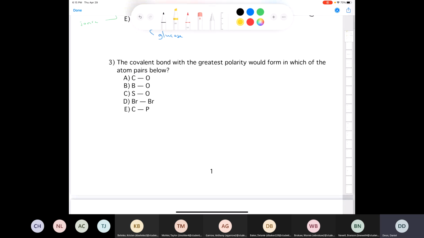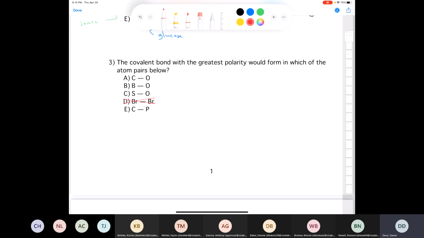Question 3. The covalent bond with the greatest polarity would form in which of the pairs below? So if we compare the difference in electronegativity between all of these elements in these bonds, I mean, we can immediately cross off D, right? Because there's no difference in electronegativity between bromine and bromine.